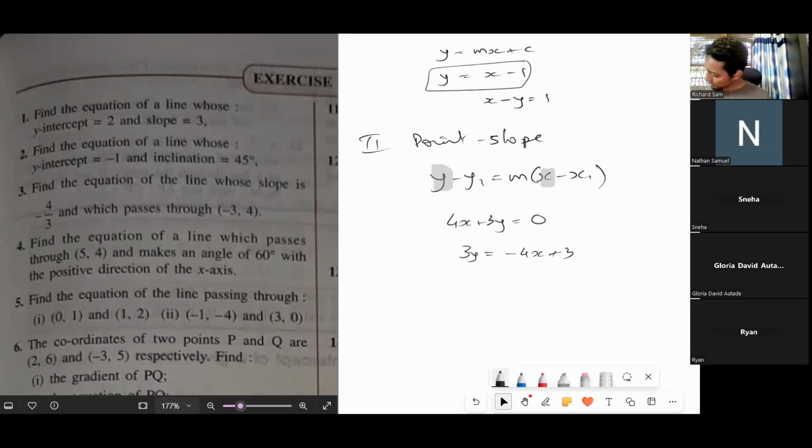y minus y1. Where's this y1? y1 is like 3, so I took it that way. Where did you take it? First you substitute normally. Why are you doing extra work? y1, I didn't do. Where's y1? y1 is 4. There's a 4. You didn't substitute correctly. Do the substitution correctly.